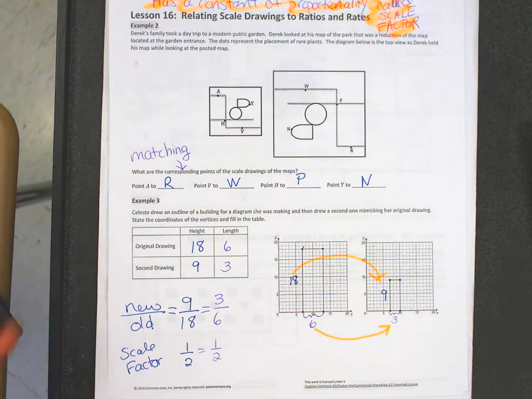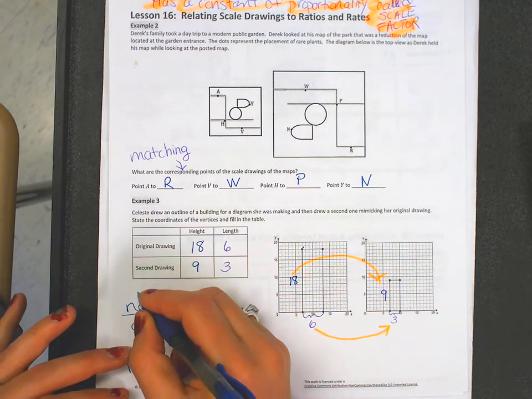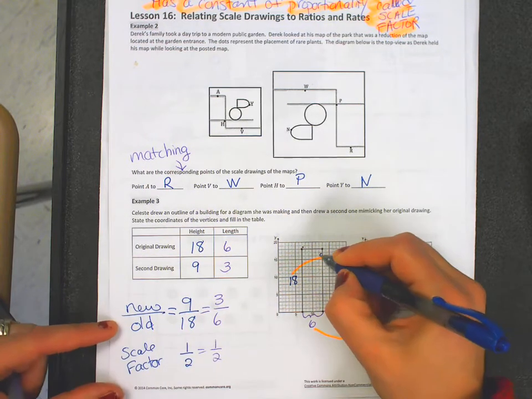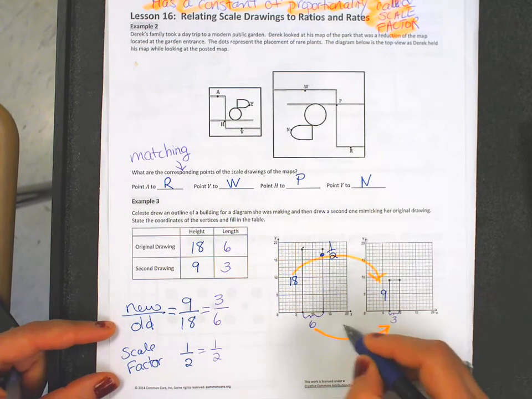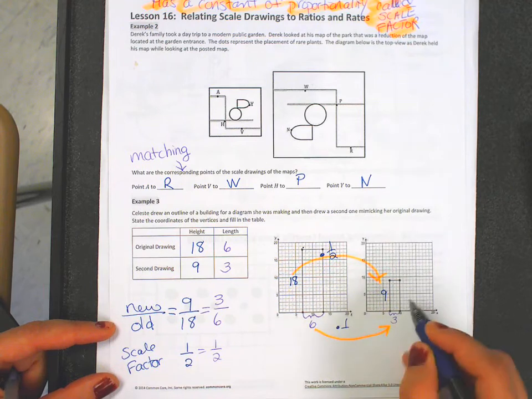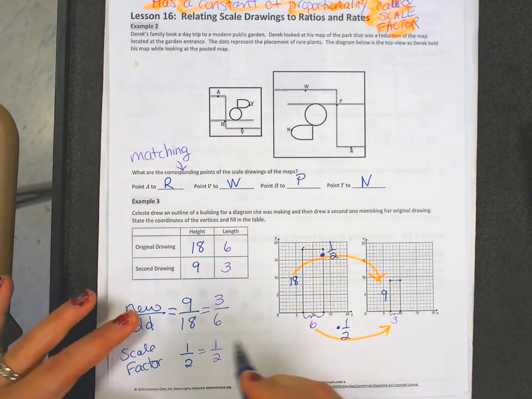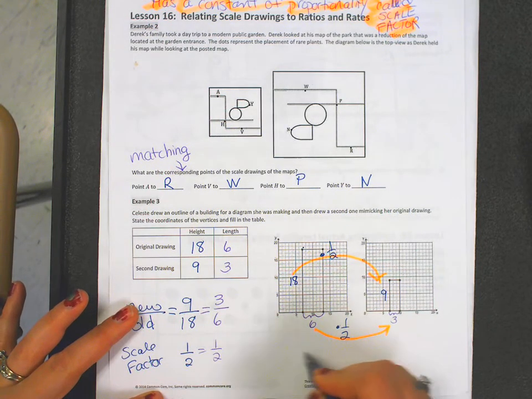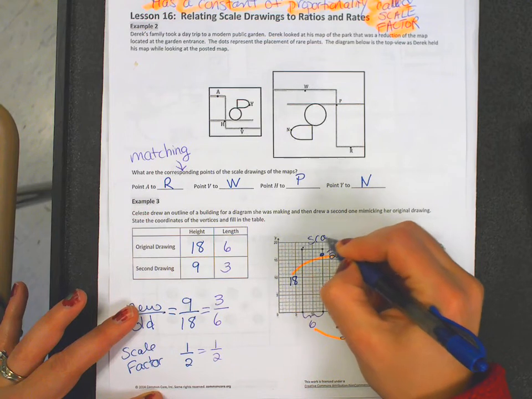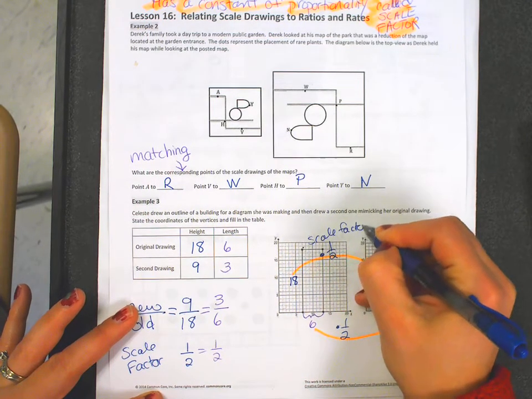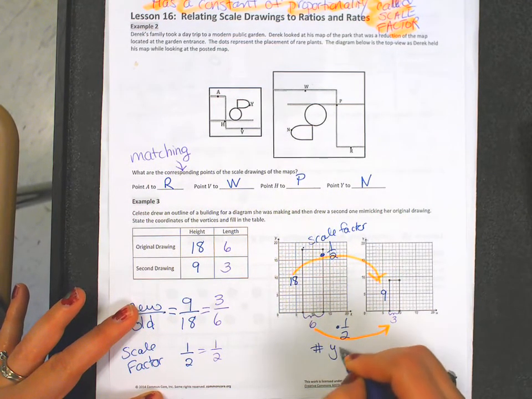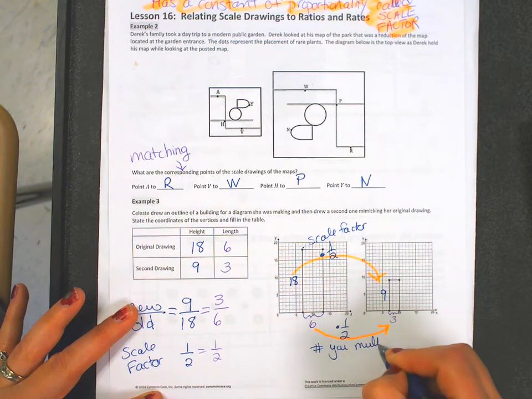The scale factor, just like constant of proportionality, is the number you multiply this by. Like this used to be y and x. So if I multiply this by 1/2, I will get 9. If I multiply this by 1/2, I will get 3. This is half the length and width of the original picture. Okay? This is the number you multiply by. The scale factor is the number you multiply by.